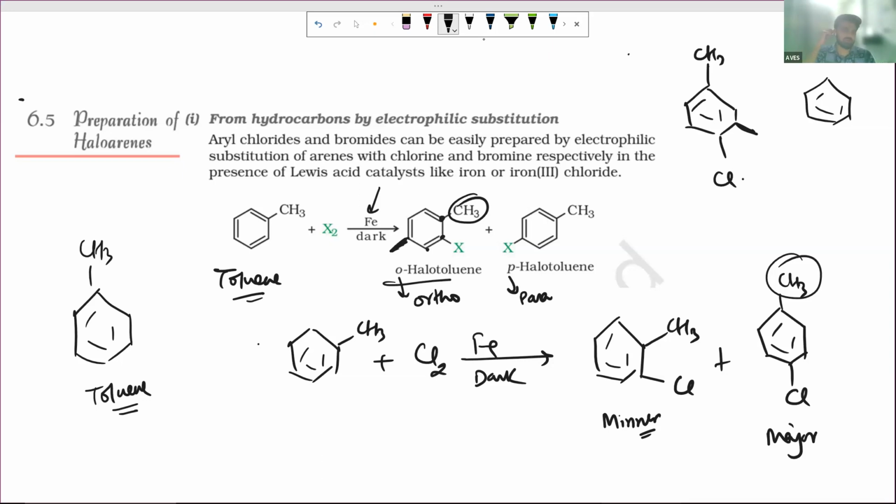Then we will know why it is not coming at the meta position, why it is coming only at the para and ortho positions. Why is it not coming on the third position? You understood? Why is this compound not forming, why is Cl not coming here if CH3 is here at position 1, 2, 3, the third position? We'll learn it in the next class. Got it? Understood? So please note this reaction down.